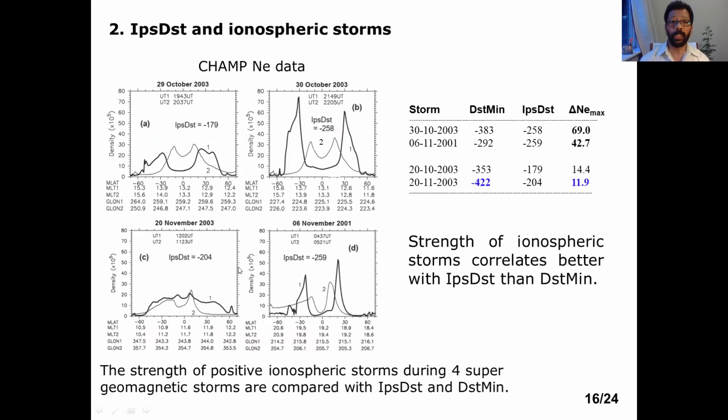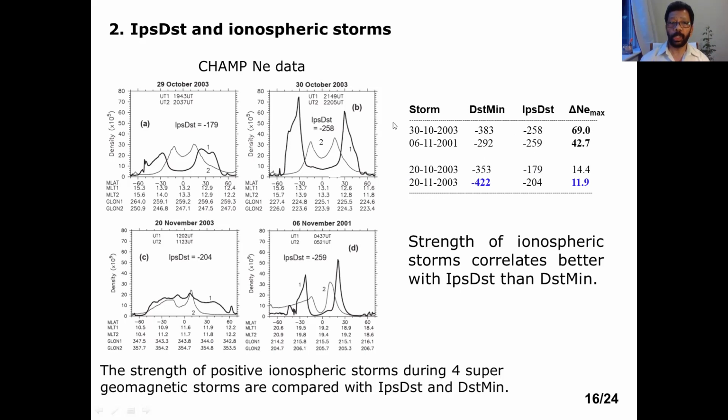Here first we consider 4 cases of highly super geomagnetic storms, and the ionospheric storms corresponding to them. The storms are listed here, storm days. The corresponding intensities are listed here. They are highly super, and the most super storm was on 30 October 2003 with a value of minus 422 nT. Their new parameters, IPS DST, are listed here.